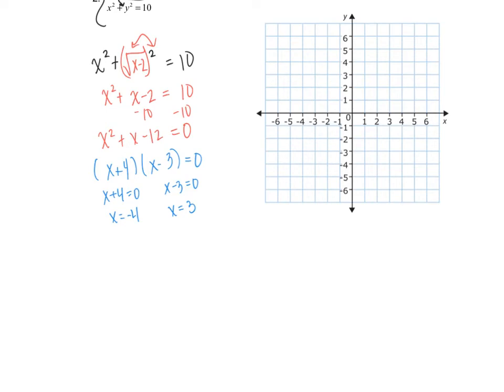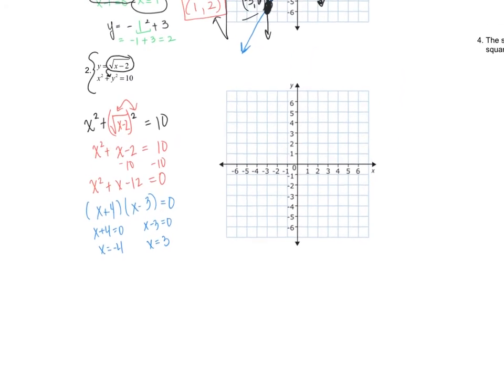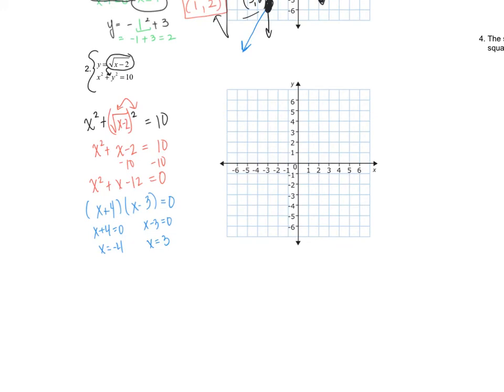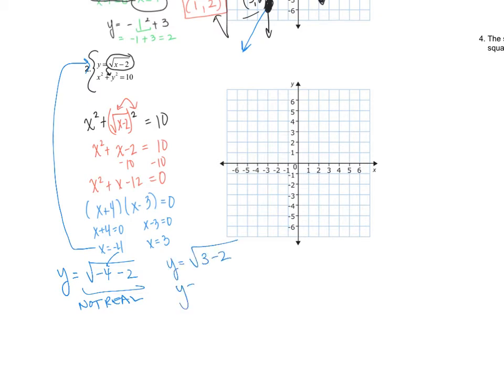Just like before, we have to find the corresponding y that will also work. Let's plug back into the beginning again. We're looking at y equals the square root of negative 4 minus 2. That's going to give me a negative number under the root, which isn't real, so that's not going to be on our graph. Now, if I plug in a 3, y equals the square root of 3 minus 2, which is the square root of 1, which is 1. That could be on our graph. So the only point these two equations have in common would be the point 3, 1.